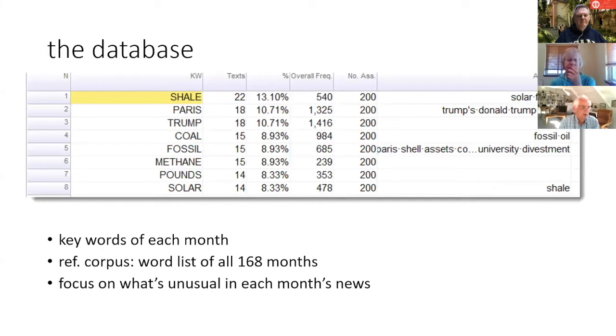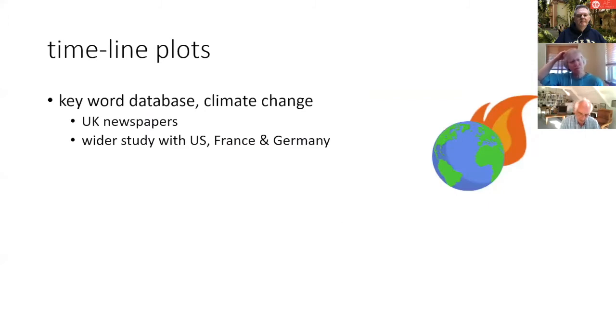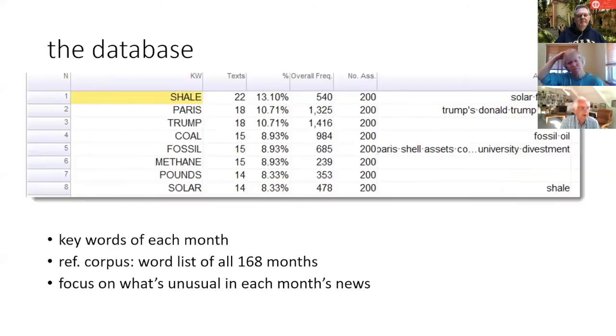These go into a database, and here we've got some of the terms which come up at the top of a database. Now in this particular piece of research, we're dealing with keywords. These are words which have been found to be key, in other words, outstanding words, unusual words in particular months.